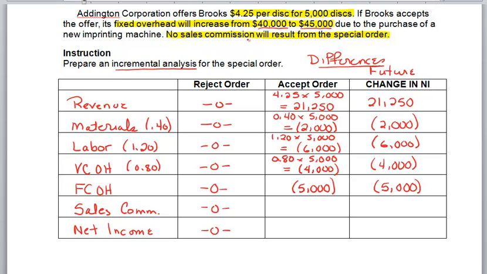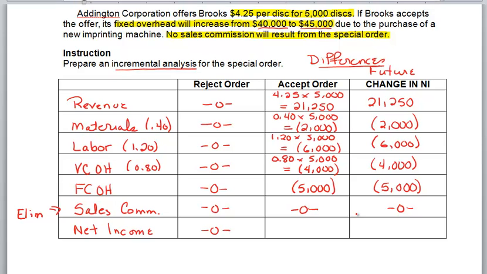And then it says no sales commission will result from the special order, so that would be 0. So normally you would eliminate this and not even put this part in your incremental analysis because there's no difference in the decision making. Remember, incremental analysis only involves those revenues and costs that differ from each other. Since this does not differ, you really should not even have this here, but I'm just showing you for your future reference.